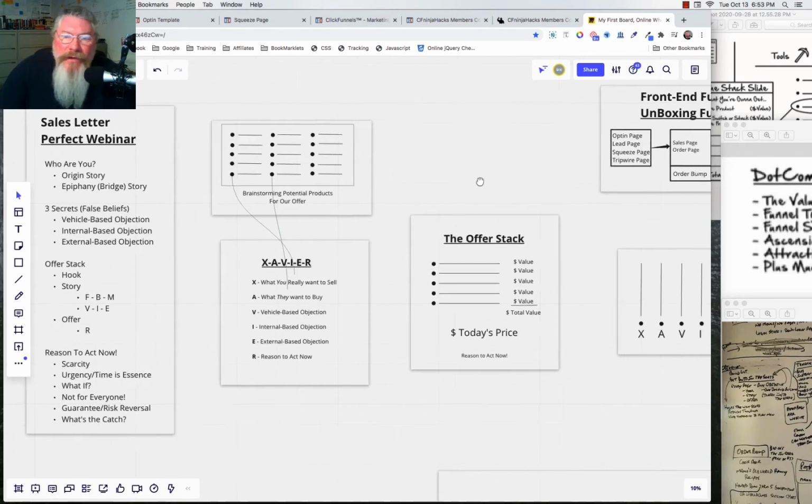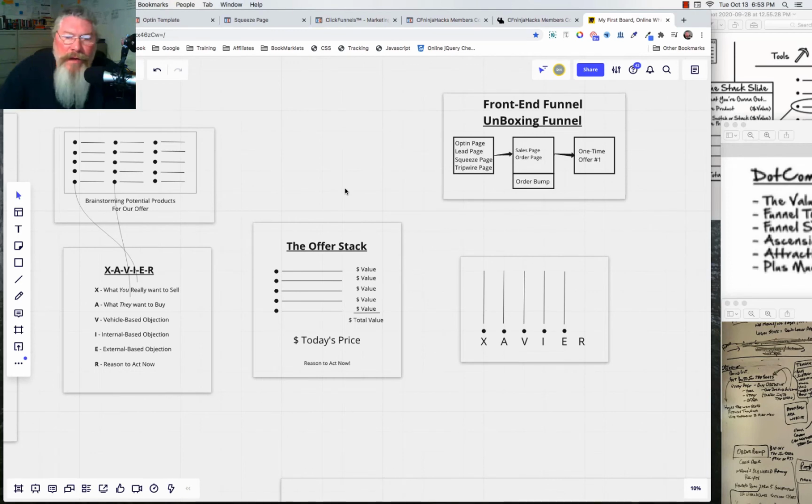But then eventually what you're going to do is come along over here and take all these items. So we've got the ones up here that we have our X on, we have our A, we have our VIE, and we're going to take all those and put them over here and line them up. So we're going to have X, A, V, I, E, and then again the R, that's a built-in thing where you're saying basically, again, mostly scarcity: if you don't get this right now, you're going to lose out on the 50% off, you're going to lose out on the 3 extra meals, you're going to lose out on whatever it is. And then we're going to line these up with what we have here.